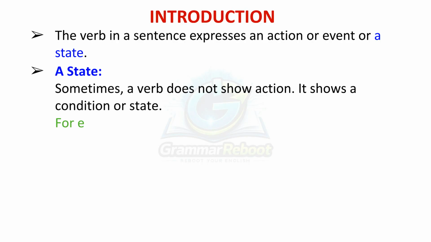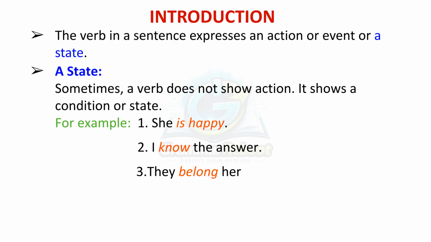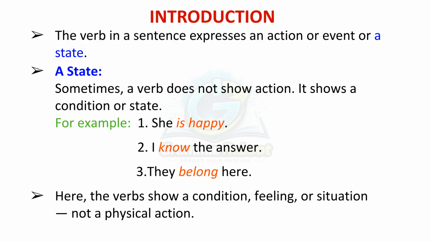A state. Sometimes, a verb does not show action. It shows a condition or state. For example, she is happy. I know the answer. They belong here. Here, the verbs show a condition, feeling, or situation, not a physical action. So remember this, a verb can show action, event, state. Without a verb, a sentence is incomplete. The verb is the heart of the sentence.